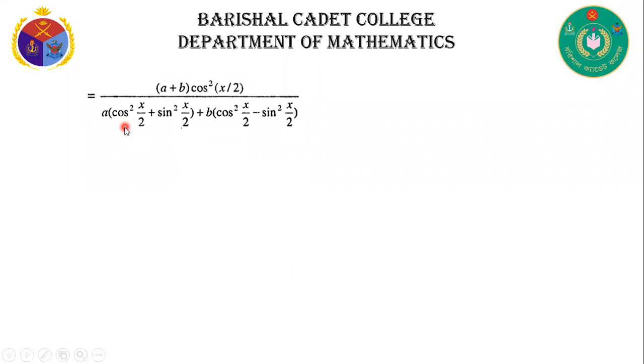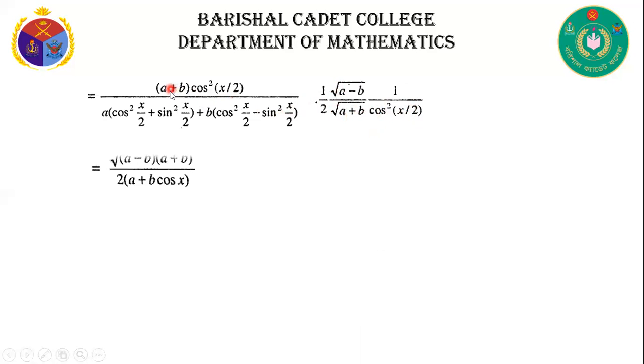Now LCM: a into cos square x by 2 plus sin square x by 2 plus b into cos square x by 2 minus sin square x by 2, over a plus b cos square x by 2, and half root a minus b by a plus b, cos square x by 2, 1 by cos square x by 2. Now root a plus b and a plus b cancel. The remaining part is root a plus b into root a minus b, and cos square x by 2 and cos square x by 2 cancel.